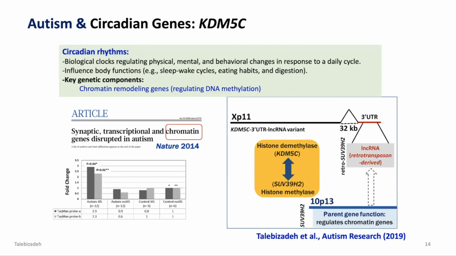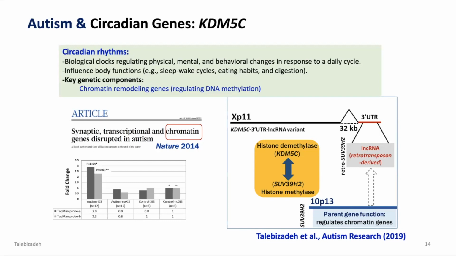Using a combination of alternative splicing and sequence homology, we identified a variant for KDM5C, an X-linked chromatin remodeling gene with a novel 3' UTR end that originated from a long non-coding RNA. We showed that this long non-coding RNA is part of a transposed gene with a sequence homology to a parent gene on chromosome 10.